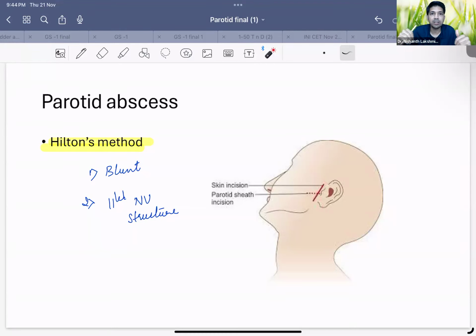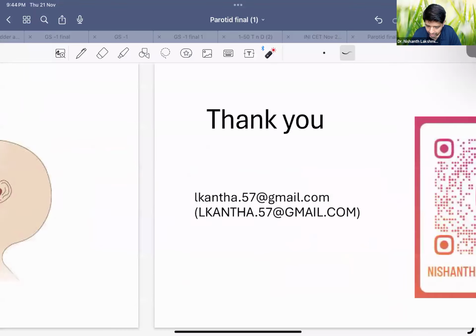Once you raise your flaps, then when you're opening the parotid fascia or opening the abscess, that should be done in a perpendicular fashion to the skin incision or along the facial nerve so that you don't injure the facial nerve. Okay, so please note that Hilton's is not restricted to parotid. It is in general a technique where you avoid damage to a deeper structure. But for parotid, I told you skin incision is straight, but the fascia should be open perpendicular to the skin incision or along the course of the facial nerve. So that was the last slide that I had.